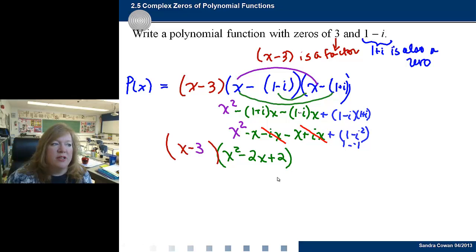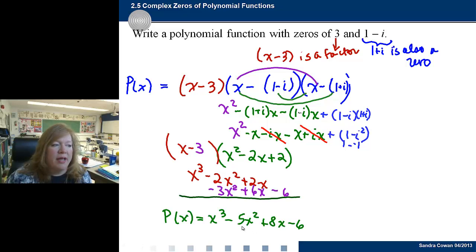Bring down your x minus 3, and let's go ahead and simplify that by foiling out. So I'll take x times all of these and then a minus 3 times all of these, and then combine like terms. So I end up with x cubed minus 5x squared plus 8x minus 6. So that's how you go ahead and do that, writing a polynomial with these zeros. You first get the linear factors, and then you multiply them all out. And by knowing these are the zeros, that gives you the linear factor.